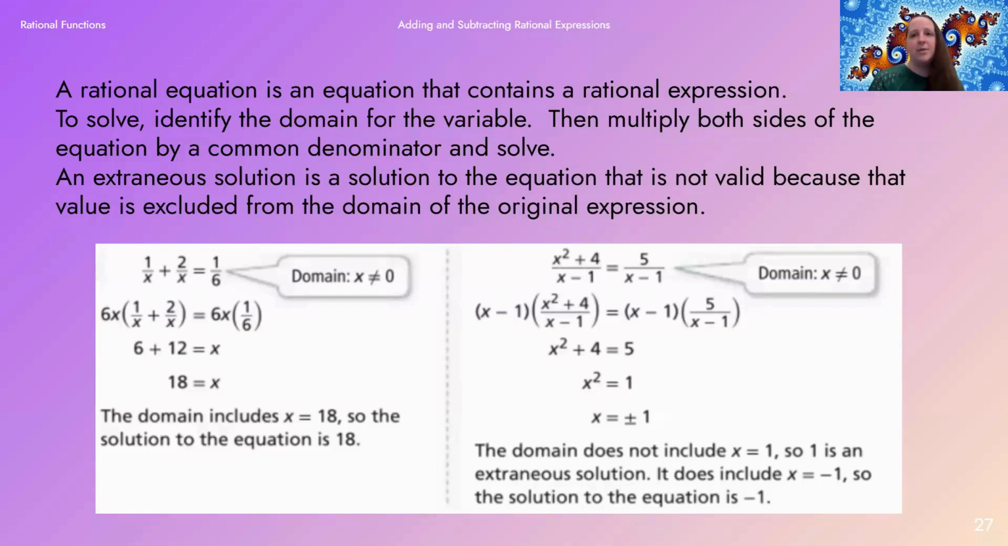And here are two examples of solving for rational expressions. 1 over x plus 2 over x equals 1/6. So again, I'm multiplying by 6x and simplifying, so I get x equals 18.